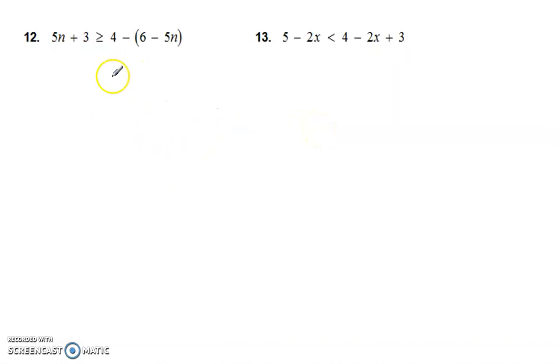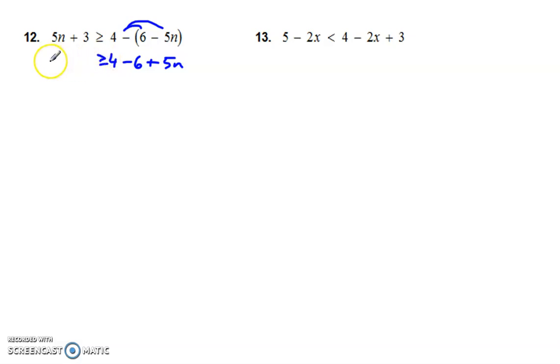Alright, these set to solve. So to solve this inequality, first thing we need to do is deal with this negative right here. This works like distributive property. So we get negative times positive 6 gives us -6. And then negative times -5n gives us positive 5n. So if you're subtracting 4 minus -5, that's plus 5n.